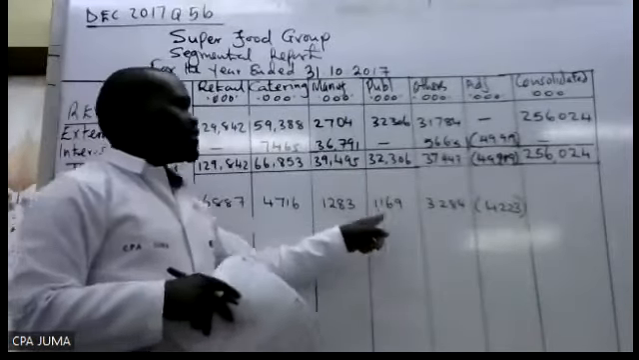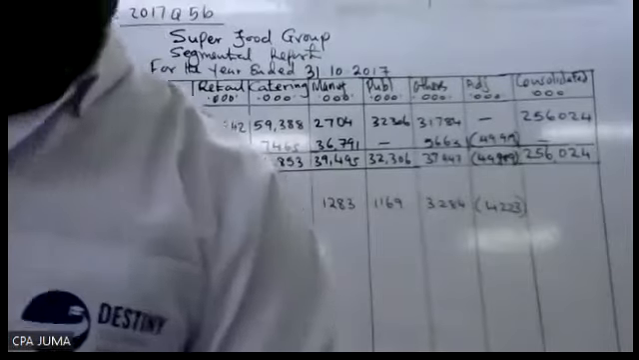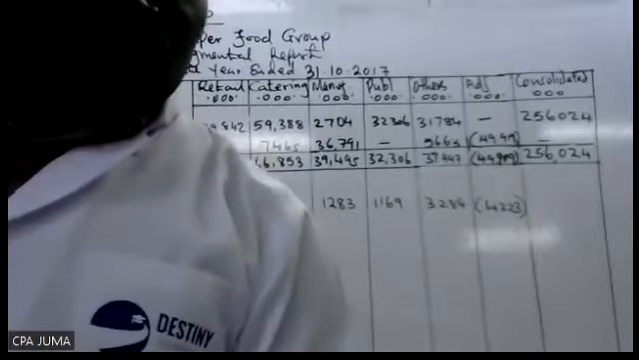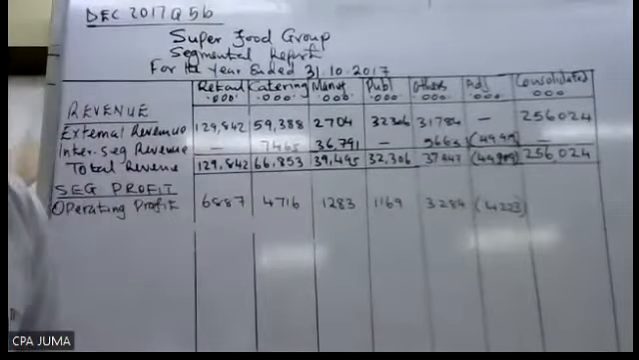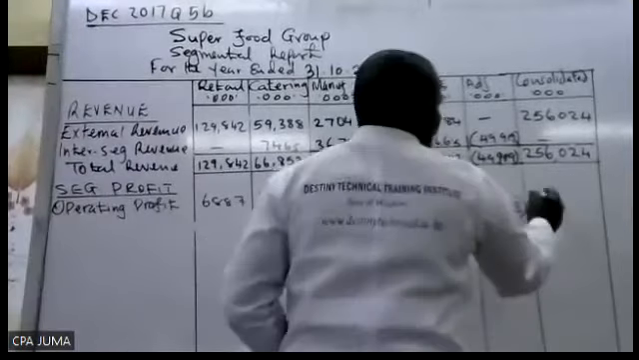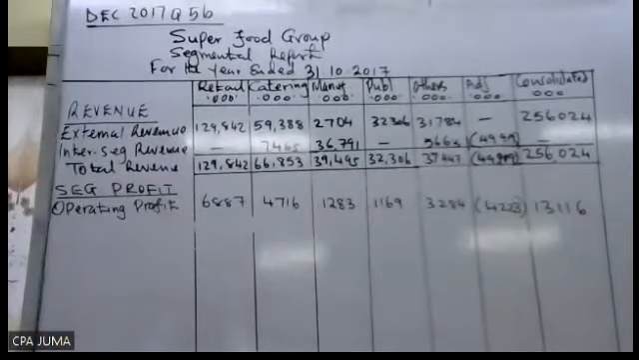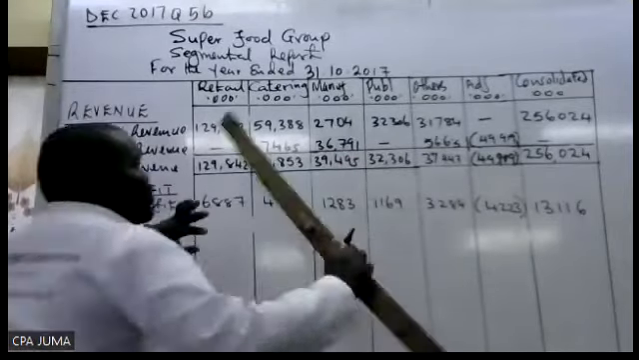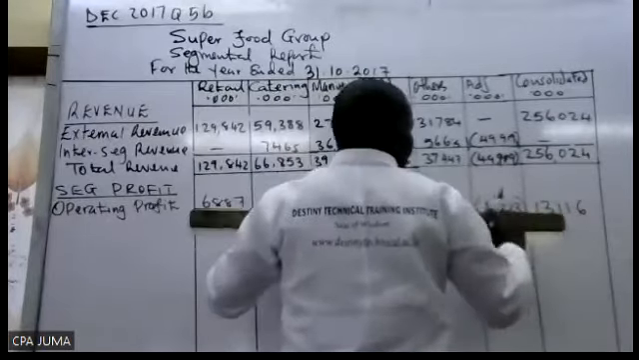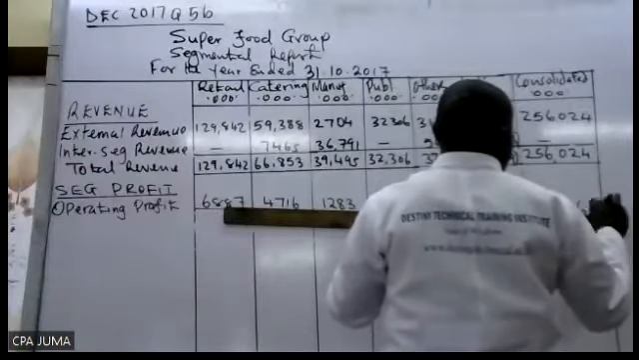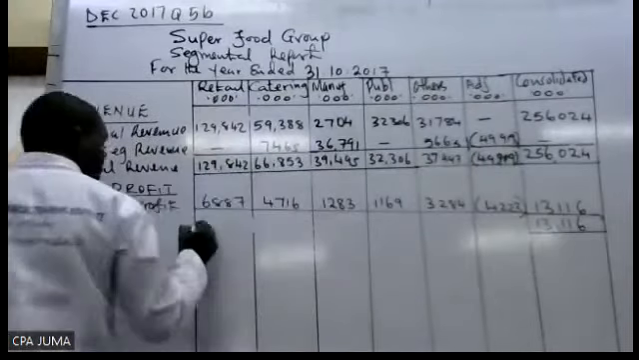So you add this plus this plus this plus this plus this. Then you eliminate the inter-segment profit so that you get the total. So consolidated will be how much? 13,116. There were no other items, quite unfortunate. So they don't have any other unallocated. Unallocated, you could have captured them at the end. So you do this. Close it off at 13,116.